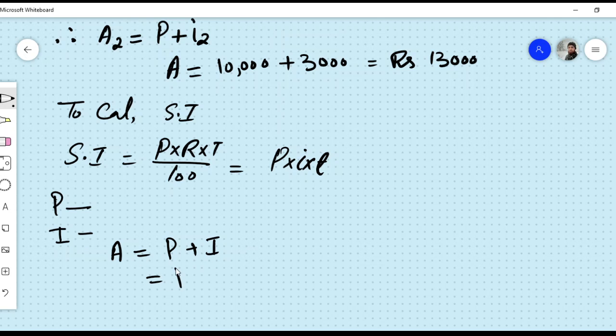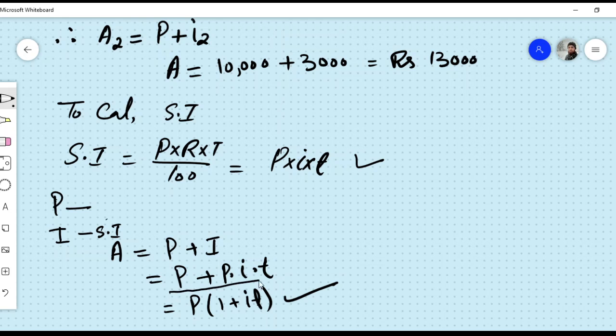Since P remains the principal amount, but I, which I have written as simple interest SI, is P into I into T, which is time. So this is equal to P into 1 plus IT. This formula we have to remember. So these two are important formulas which we should remember. And in fact, we have discovered this formula from this.